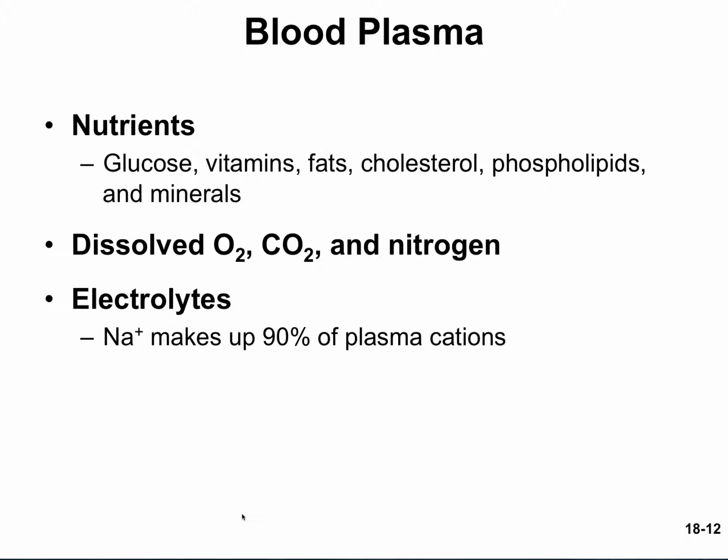Blood plasma includes nutrients such as glucose, vitamins, fats, cholesterols, phospholipids, and minerals. It also contains dissolved oxygen, carbon dioxide, and nitrogen. Nitrogen normally has a non-physiological role in the body. And blood plasma also contains electrolytes. Sodium makes up 90% of the plasma cations, and it is important for blood osmolarity, so people with high blood pressure are often advised to limit sodium intake.